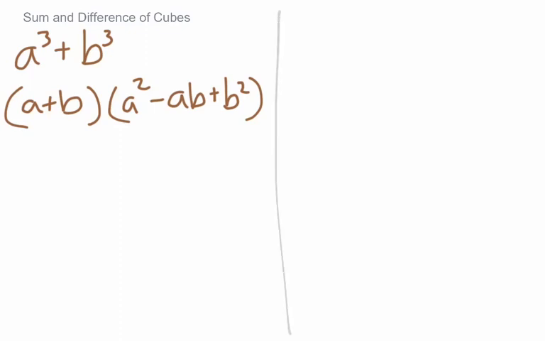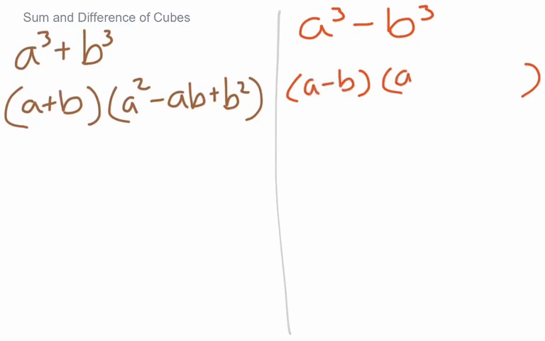The other formula is for the difference of two cubes. So that would be A cubed minus B cubed. And when you factor this, you also have a little parenthesis and a big parenthesis. In the little parenthesis, we have A minus B. And in the big parenthesis, we have A squared plus AB plus B squared.